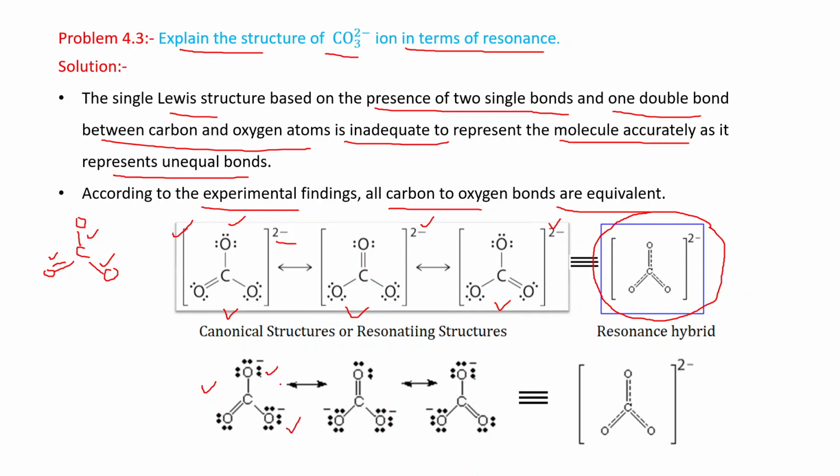But again, see, the positions of all the atoms are not changed. The number of bonds is not changed, and the number of lone pairs of electrons is also not changed in all these structures. And this is the symbol for the resonance hybrid. This is the resonance hybrid of these canonical structures, and in this structure, all three carbon-oxygen bond lengths are equal.